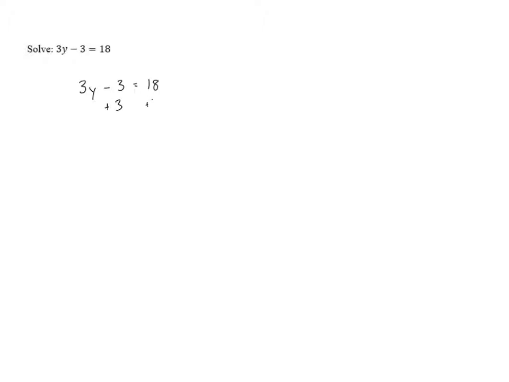So I'm going to add 3 on both sides. When I do that, we're just left with 3y on the left because the negative 3 and positive 3 canceled. And then on the right, 18 plus 3 is 21. So we have 3y equals 21. And now, to get y alone, we divide both sides by 3. And when we do that, we're left with y equals 7, which is our final answer.